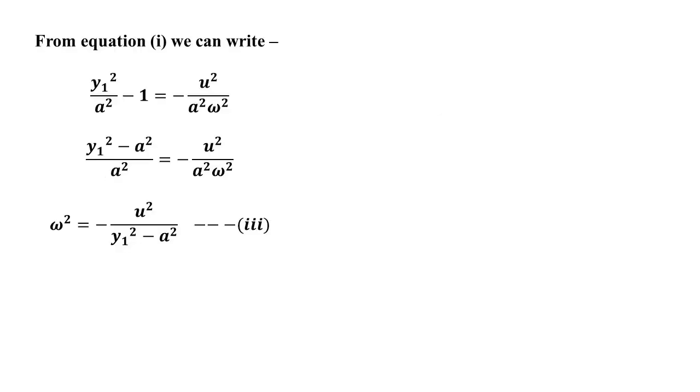From equation 1 we can therefore write, by changing side, y1 square by a square minus 1 is equal to minus u square by a square omega square. So on the left hand side we get y1 square minus a square by a square is equal to minus u square by a square omega square. Therefore just rearranging, we have omega square is equal to minus u square divided by y1 square minus a square by a square, whereas a square and a square cancel out on both sides. So we have omega square is equal to minus u square by y1 square minus a square. We mark this as equation number 3.